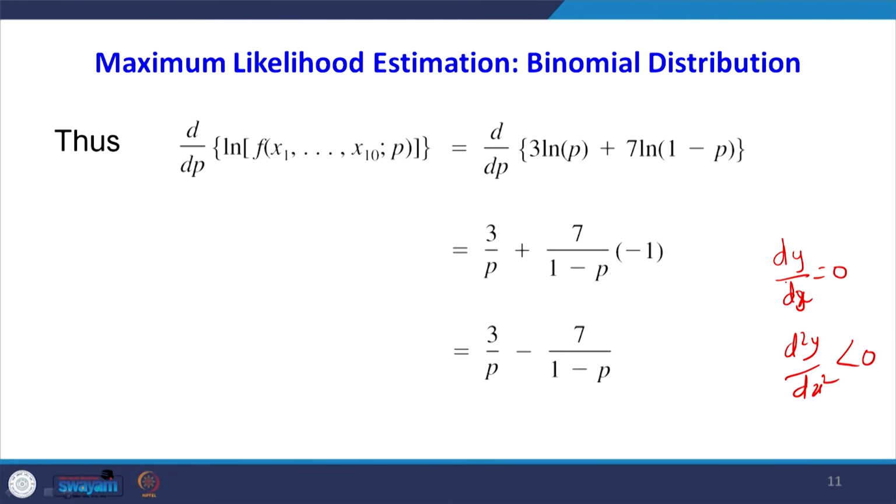When you differentiate this, 3 log of p gives 3 by p, plus 7 is the constant, and the derivative of log of (1 minus p) is, since the derivative of log of x is 1 by x, 1 divided by 1 minus p, and then again differentiating 1 minus p gives 0 minus 1, so it will be minus 1. So, 3 by p minus 7 divided by 1 minus p. We have to equate this to 0, because d of log L by dp should be equal to 0, then we find the p at which the function gets maximized.